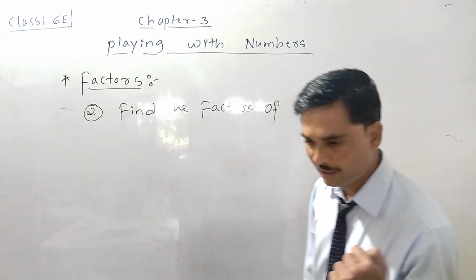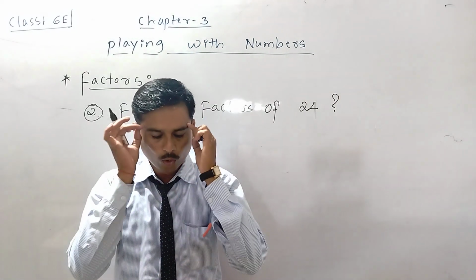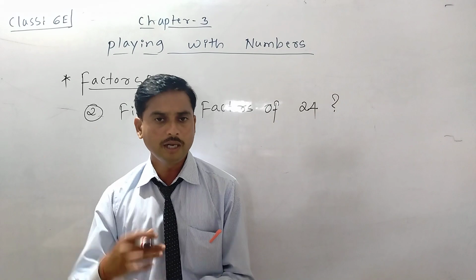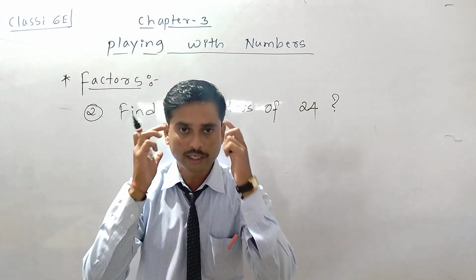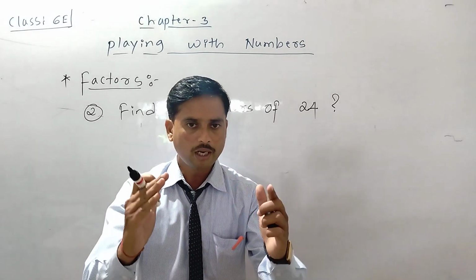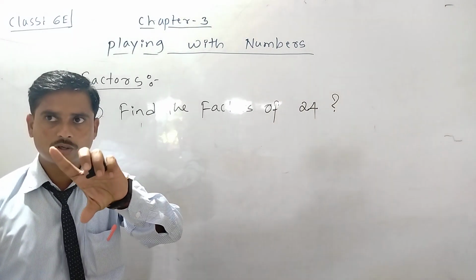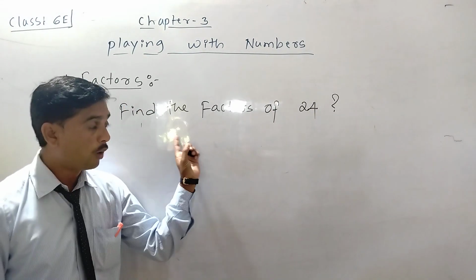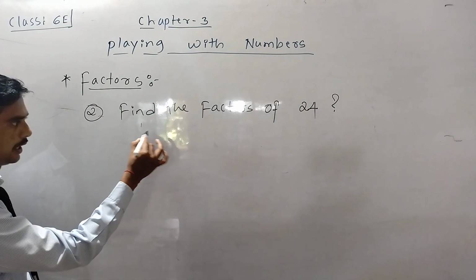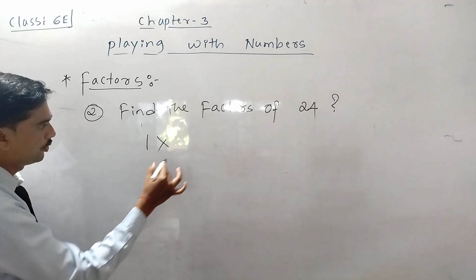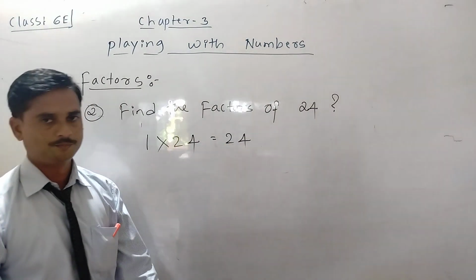Then how to find them? First you have to search one by one. You know the tables, so you have to use them every time. You don't do the division every time, because you have to calculate in your mind. Does 1's table have 24 or not? Yes, 1's table has 24. So you write 1 into 24 is equal to 24.